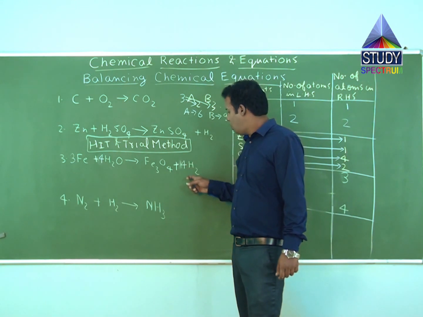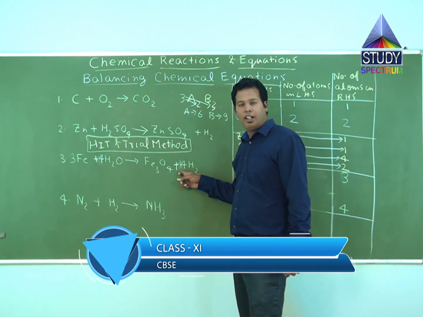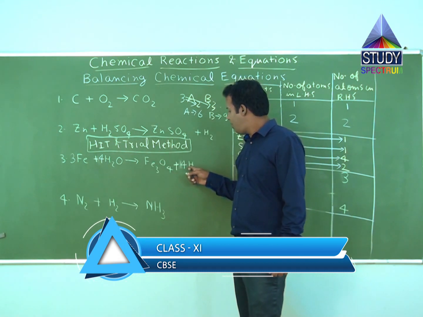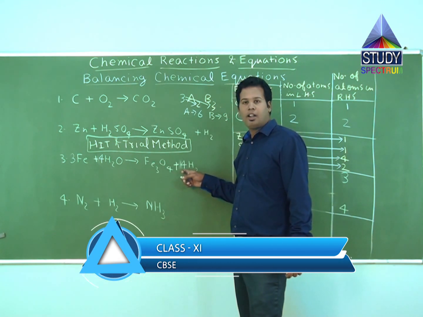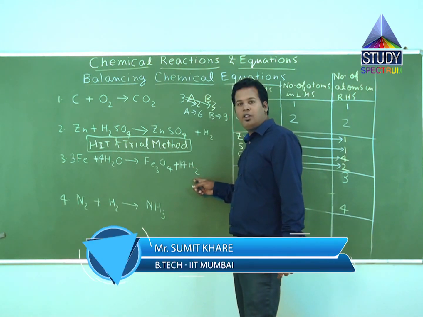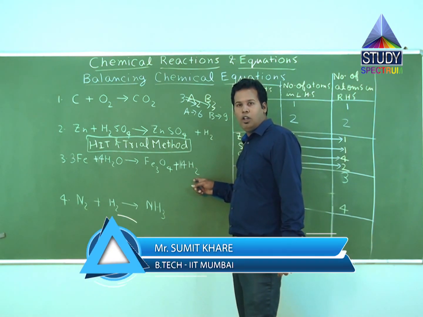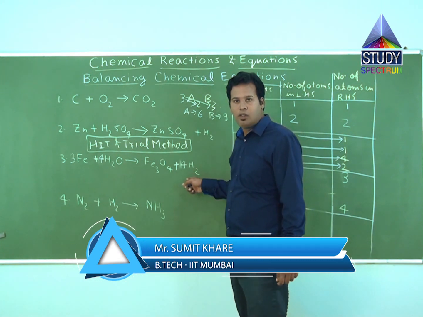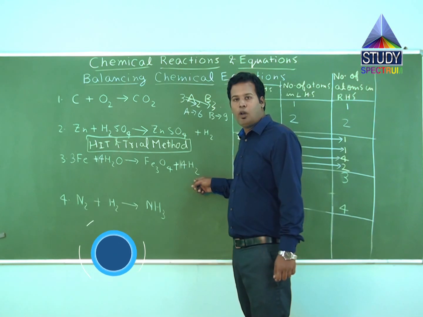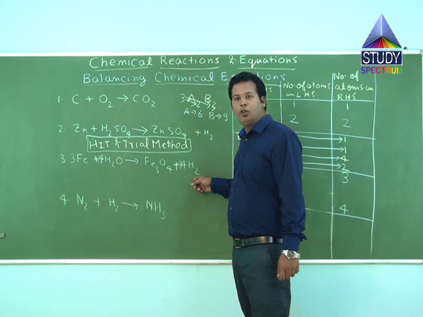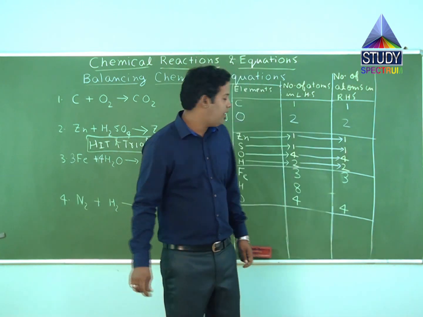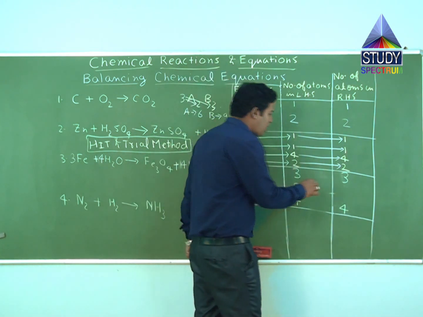Correct? Also, the coefficient of the second product, that is H2, is written as 4. After we have applied the numbers, the coefficient of the second product comes out to be 4. Correct? And the suffix of hydrogen in this molecule is 2. So the number of hydrogen atoms in this molecule is the coefficient of this molecule into the suffix of hydrogen in this molecule, that is 2. So 4 into 2 is 8. So the number of hydrogen atoms in RHS is coming out to be 8.